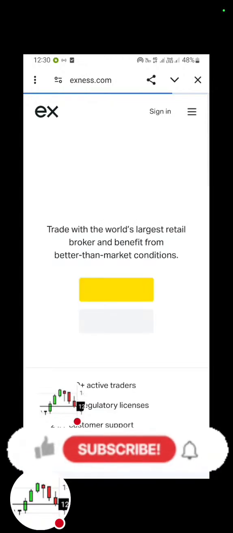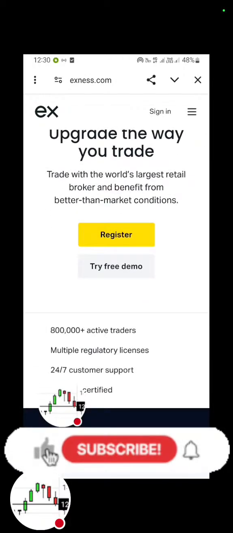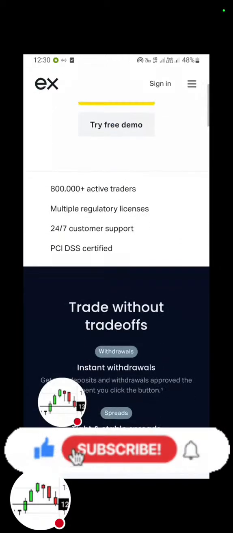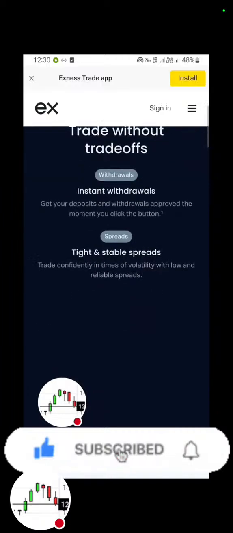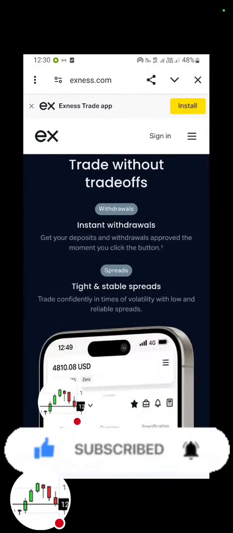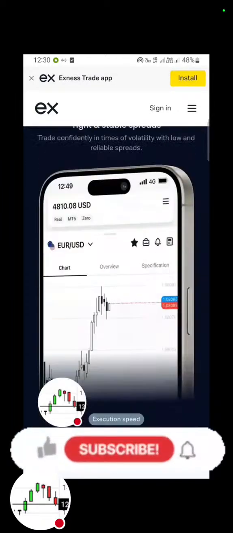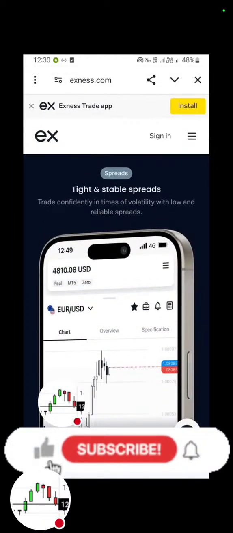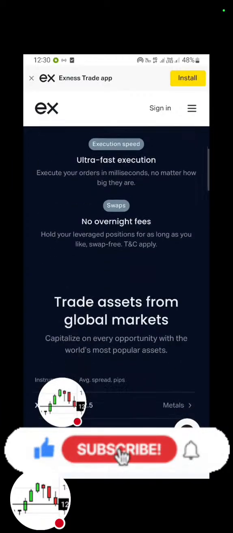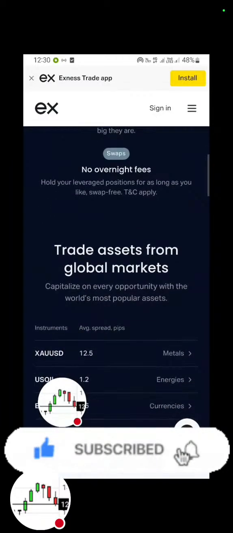Xness website. There's no swap. You click on register, you register a trading account. There's no spread, there's no swap. You can see on the screen, they did show us that there's no spread. Actually, the spread is tight and stable. So there's no swap. You can see on the screen.